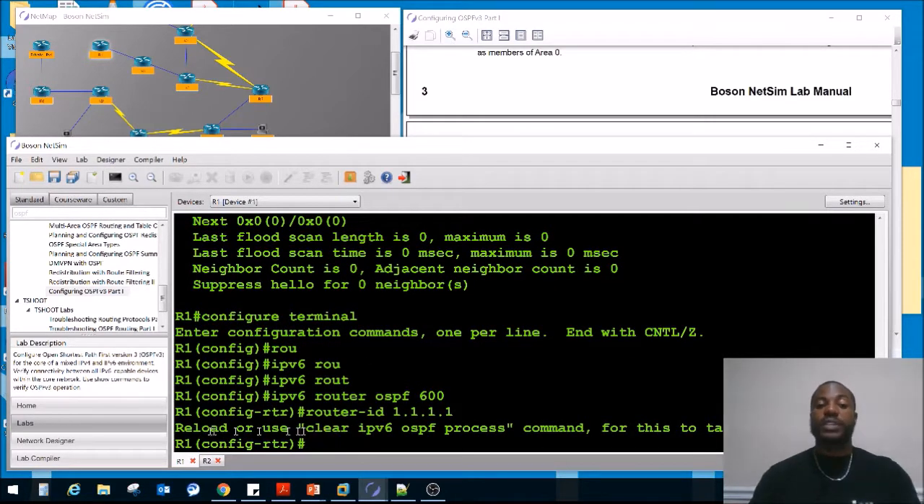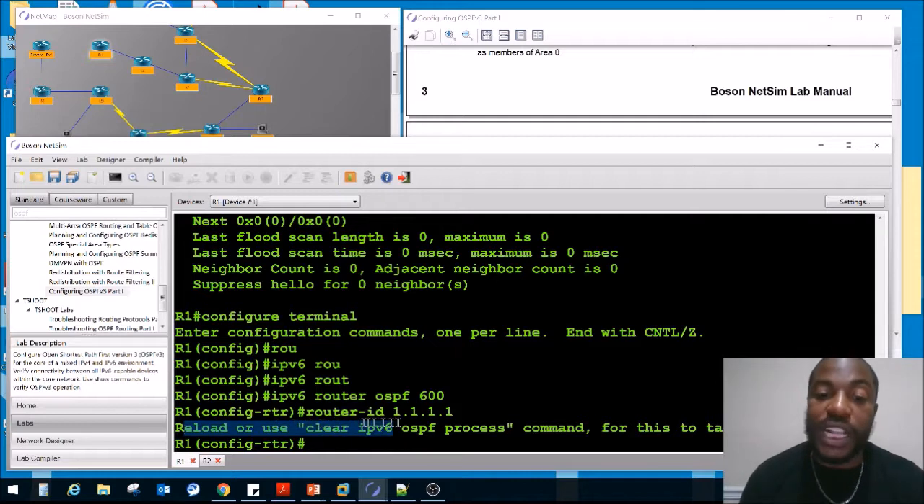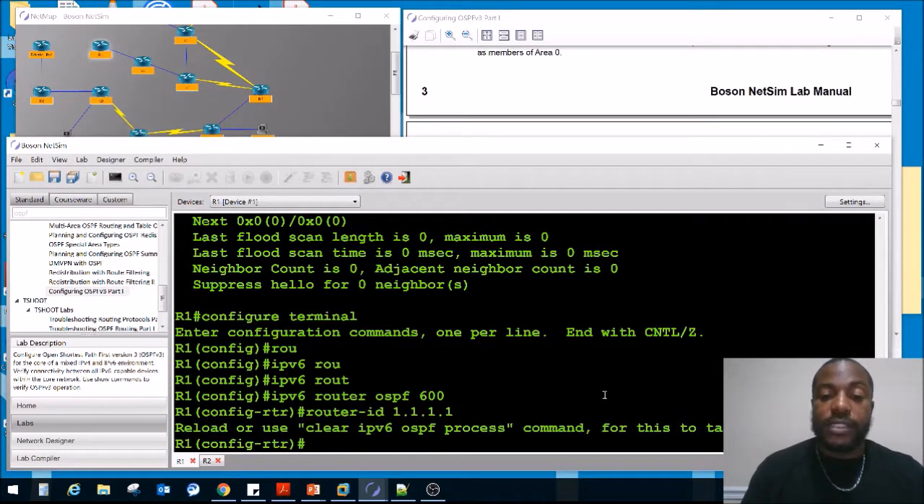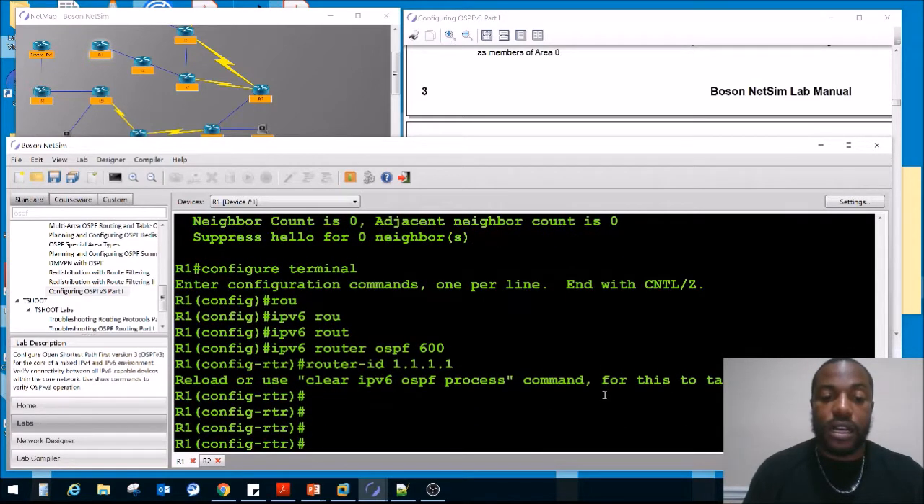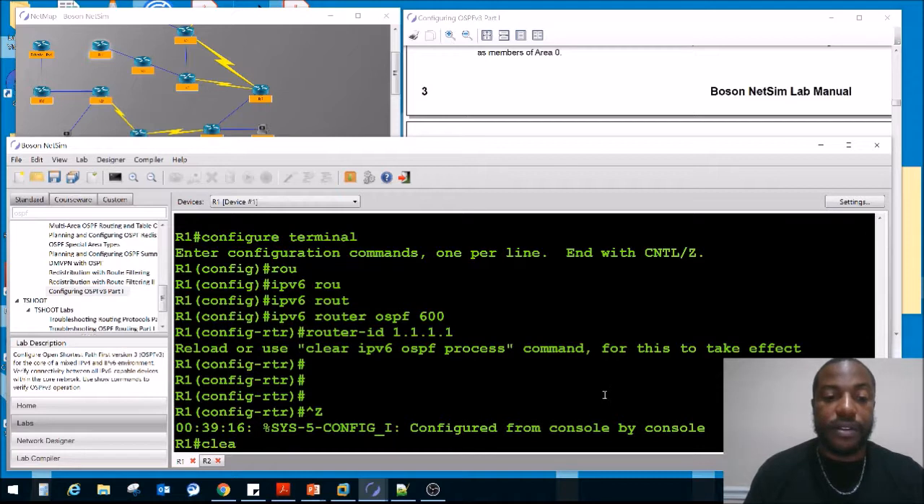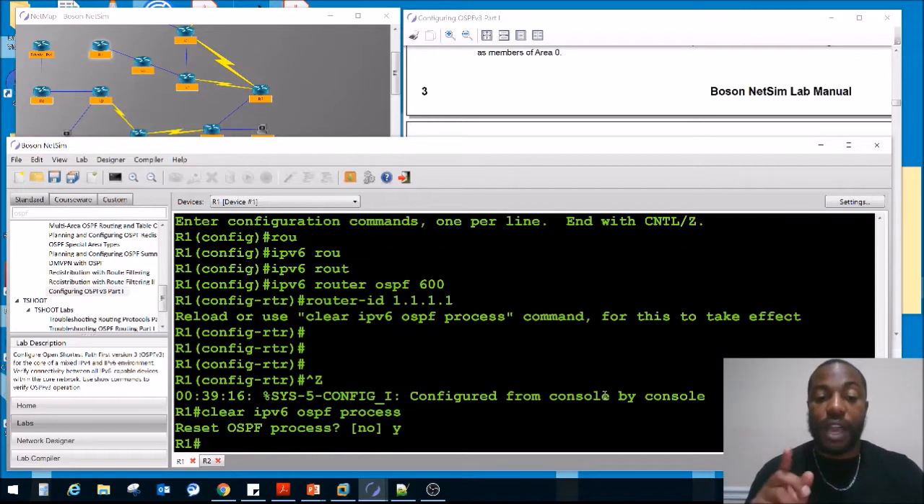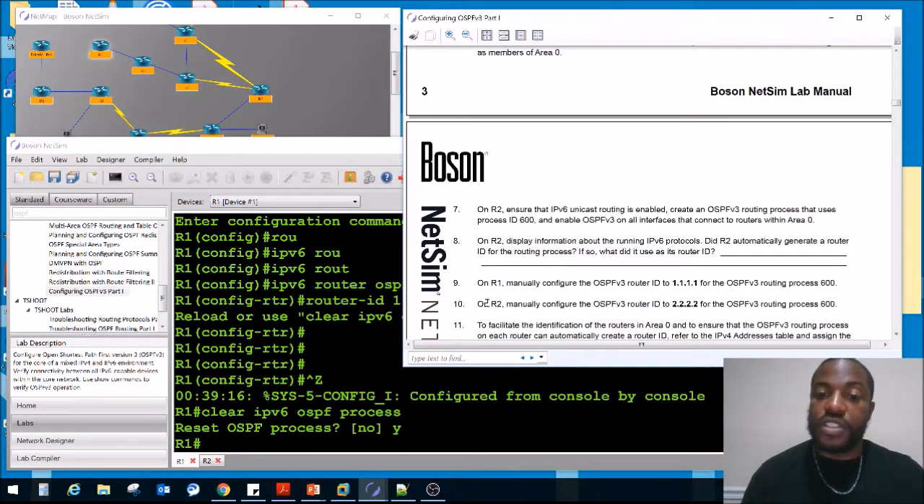We have to notice it says here reload or use clear IPv6 OSPF process command for this to take effect. I believe we mentioned this in the last video. So let's go ahead and gather this and clear IPv6 OSPF process. We mentioned this in the last video, but that was for IPv4.